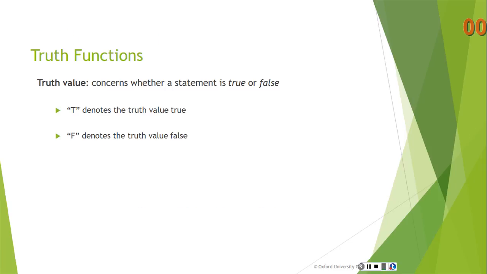So what is a truth value? This concerns whether a statement is true or false. So Obama is president. Possibly that's true, possibly that's false. Those are the two possibilities for its truth value. And if it's true, we can denote that with the capital letter T. If it's false, we can denote that with the capital letter F. As it turns out, it's false that Obama is president.